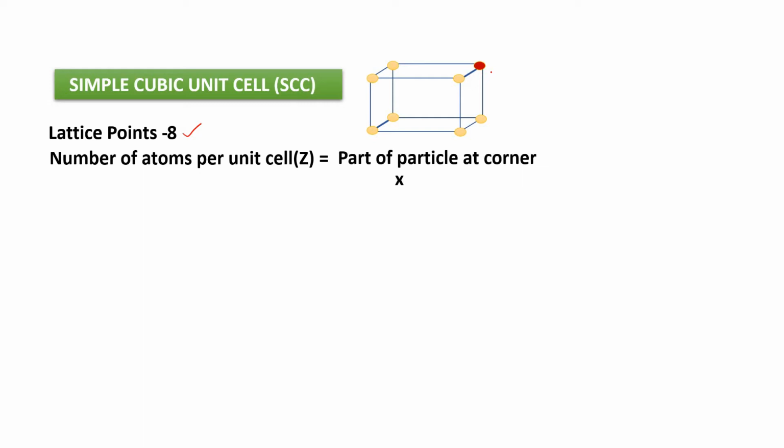So, in that case what happens? We need to take the total number of corners, and how many unit cells are sharing that corner. That is also something we have to consider. How many unit cells are sharing that corner, and the total number of corners available, that we need to take here. So, for example, there are 8 corners here. 1, 2, 3, 4, 8 corners are there.